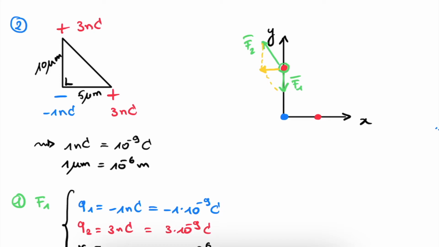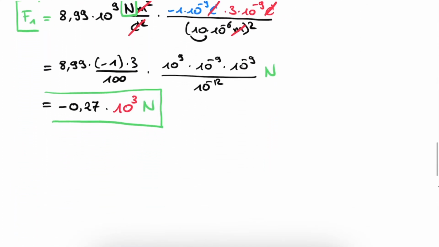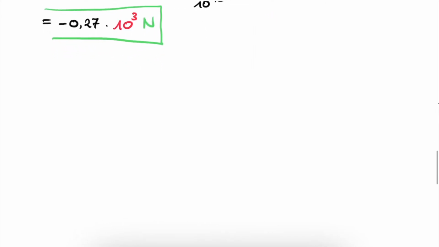However, in contrary to the previous force, we see that we don't yet know the distance between the two charges. However, because we know that this is a right-angled triangle, and we know that this distance is 5 micrometers, and this distance is 10 micrometers, we can use the Pythagorean theorem to also determine this distance, which will be r, which is what we need in order to use the Coulomb formula. So let's do that right now and focus on the second force.